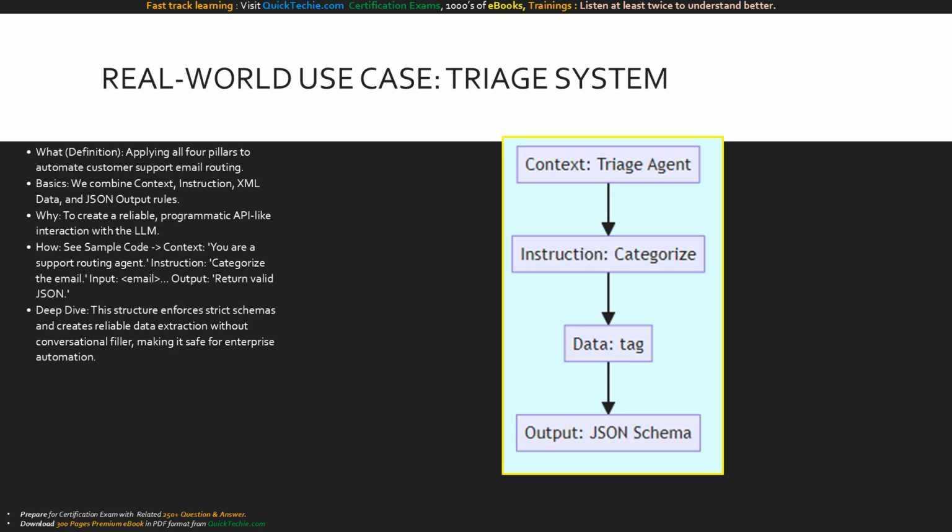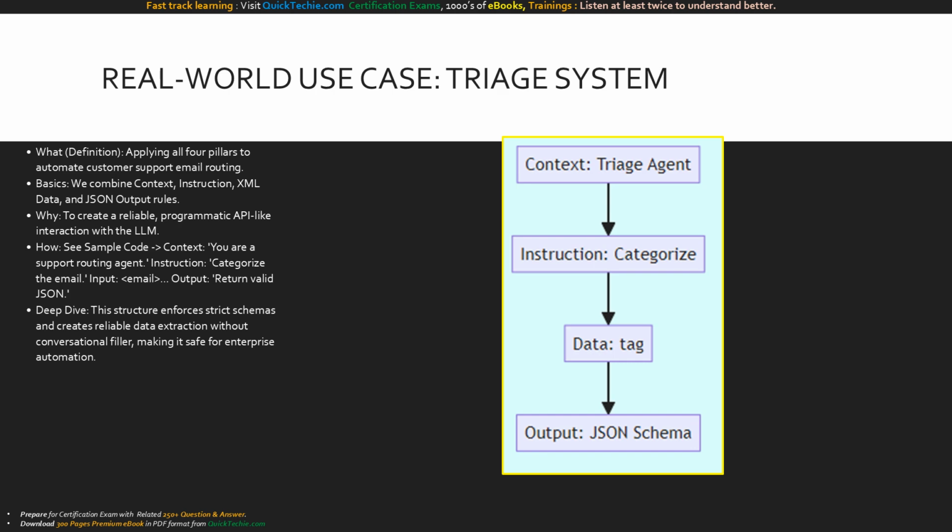We give the AI a role as a routing agent, provide the instruction to categorize the issue, wrap the email text in XML tags, and constrain the output to strict JSON. This ensures valid, parsable outputs for downstream systems without any hallucinated preambles.